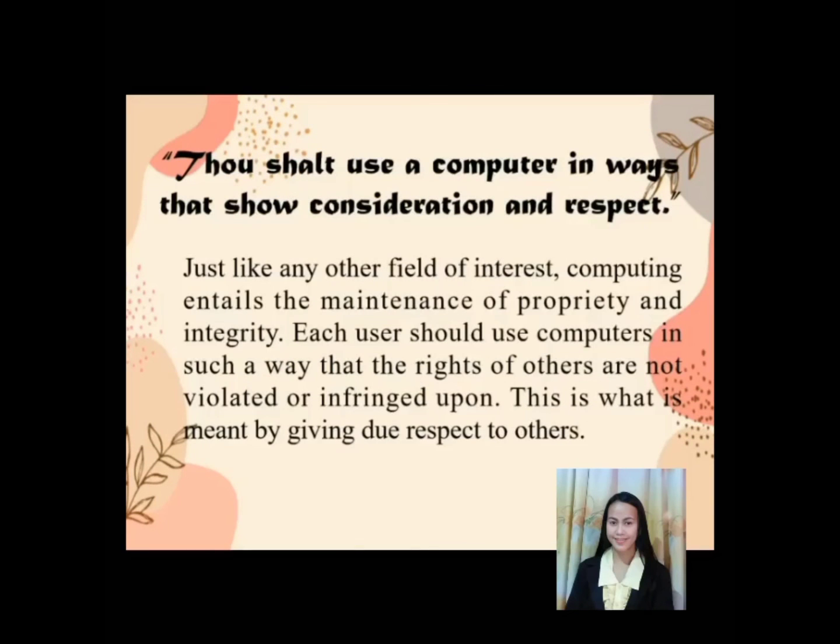Thou shalt use a computer in ways that show consideration and respect. Just like any other field of interest, computing entails the maintenance of propriety and integrity. Each user should use computers in such a way that the rights of others are not violated or infringed upon. This is what is meant by giving due respect to others.